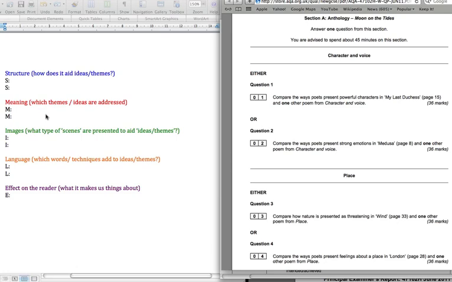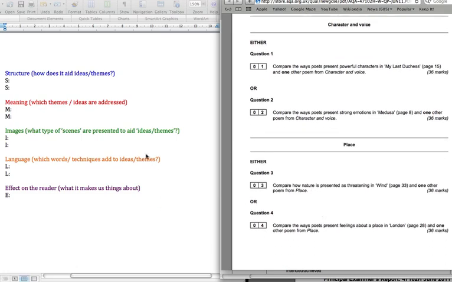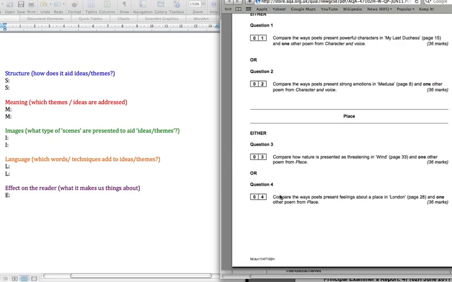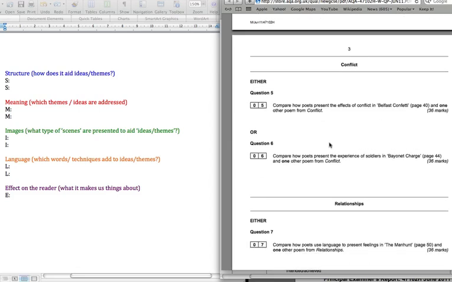Well, that would come under one of the meanings. Compare the way that nature is presented, again, meanings. Compare the ways the feelings are presented about a place. So obviously that would be in the meaning, and the images, because it would have to do with the setting. Compare how poets present the effects of conflict. So we could look at the effect on reader or the meaning, whichever one's going there.